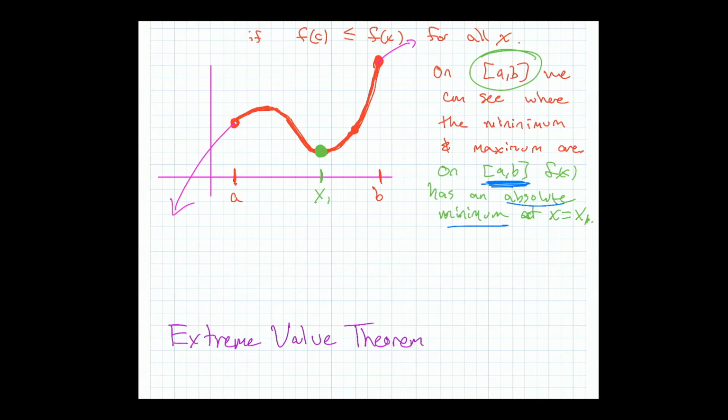Okay, and we did. Now, is there an absolute maximum? There is. There is an absolute maximum at, and where would the absolute maximum be on A to B? It would be right here, which actually is at B. Okay, so there's an absolute minimum and there's an absolute maximum.